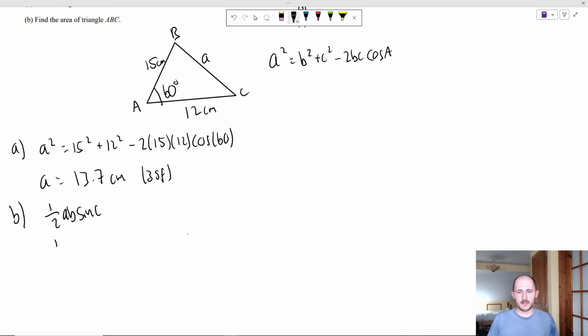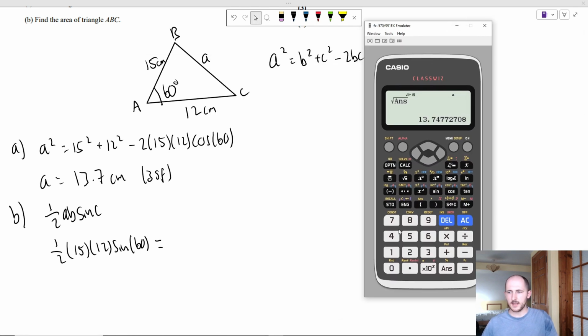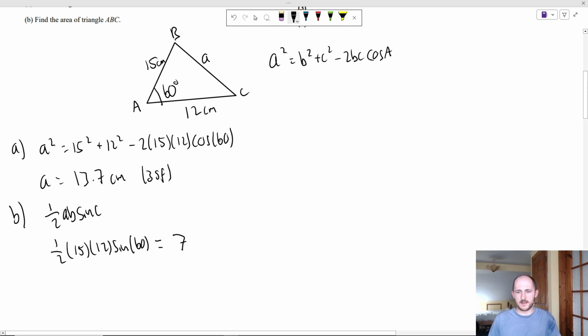So, it doesn't matter which way round you do A and B, because of course we're just timesing them. 15 times 12 is the same as 12 times 15. And sine 60. That will give you the area, nice and easy. So 0.5 for half, just to make my life a little bit easier. 15, 12, sine 60. Gives me 45 root 3 or 77.9 centimetres squared. Don't forget to put your units. Just like that. Not too bad, I hope.